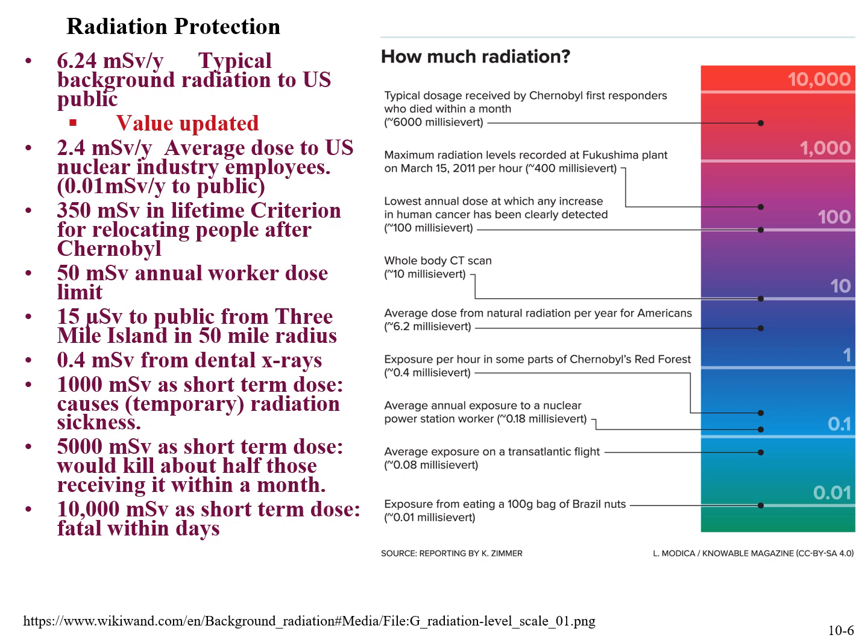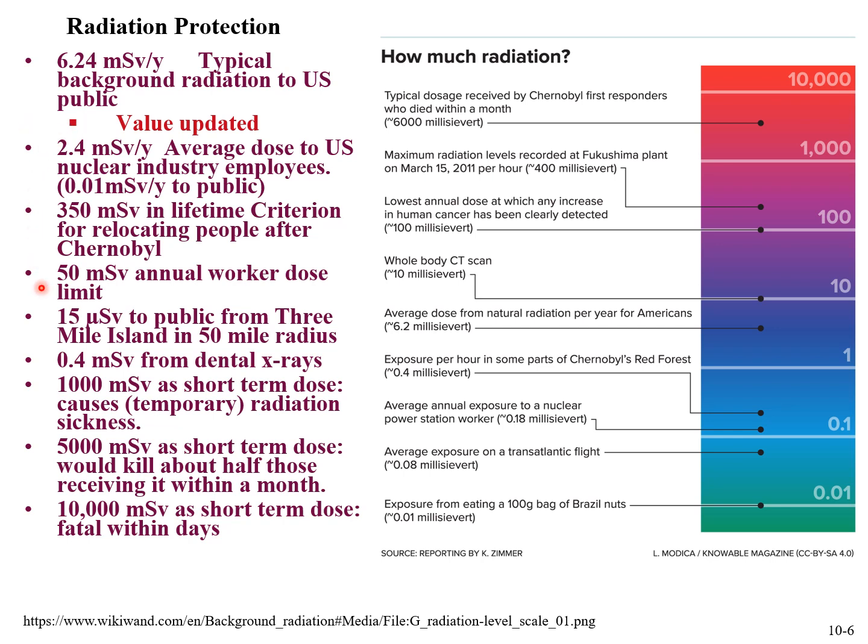Right. Here's some data on some typical radiation levels. Typical background radiation, this is an updated value, is around 6.24 millisieverts per year for the typical U.S. public. That would be 624 millirem per year, again, 2 orders of magnitude.